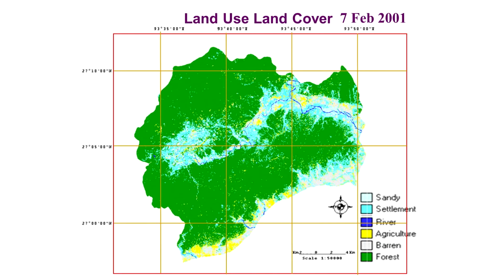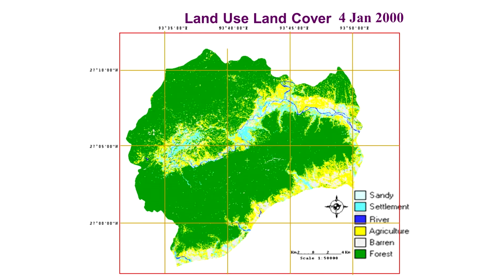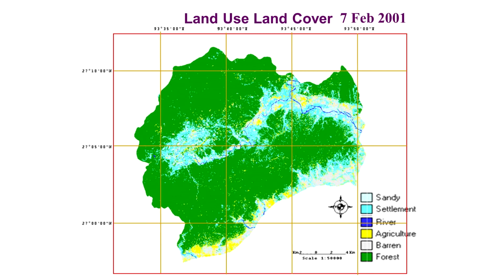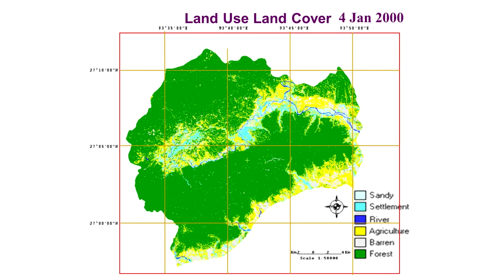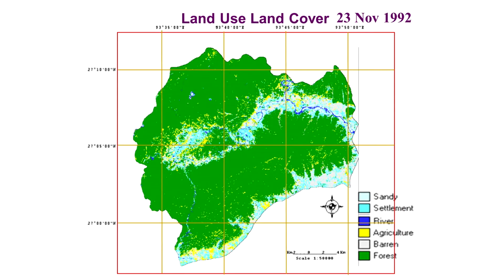Then another thematic map is the land use and land cover. Here we can see the different categories, the sandy, the settlement areas, blue shows the river, yellow shows the agriculture area, gray color is the barren area and green color is the forest cover. Now, this is another land use land cover of 4th January 2000, earlier was of 7th February 2001, this is 4th January 2000 and then another one is 23rd November 1992.